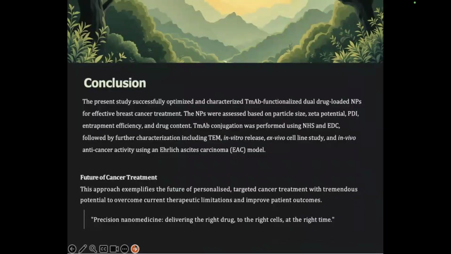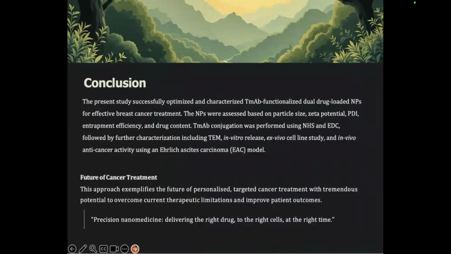At last, the conclusion: the present study successfully developed, optimized, and characterized the transdermal conjugated drug-loaded nanoparticles for effective breast cancer treatment. The nanoparticles were assessed based on particle size, zeta potential, PDI, entrapment efficiency and drug content. Antibody conjugation was performed using NHS and EDC, followed by further characterization including transmission electron microscopy, in vitro drug release, ex vivo study, and in vivo studies in the EAC model.